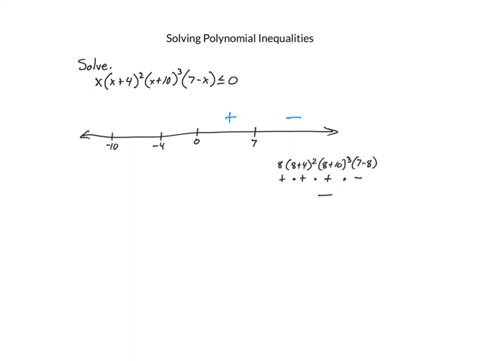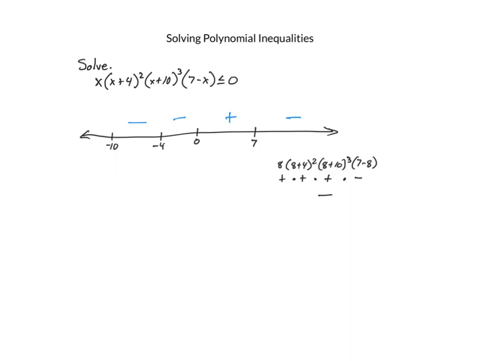0 comes from this factor right here. Its exponent is a 1. That is also odd. So the sign will change again. So from plus, it will become minus. Negative 4 comes from this factor right here. Notice its exponent is even. That means the signs on either side of this negative 4 will stay the same. So because that's a minus, this sign in this interval will also be a minus. Let's put that in.